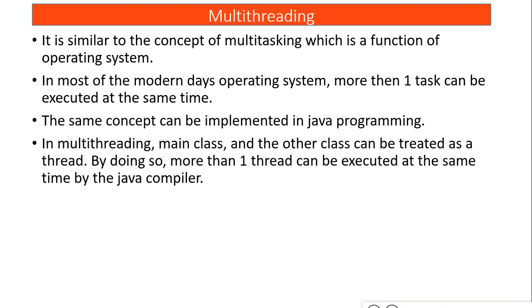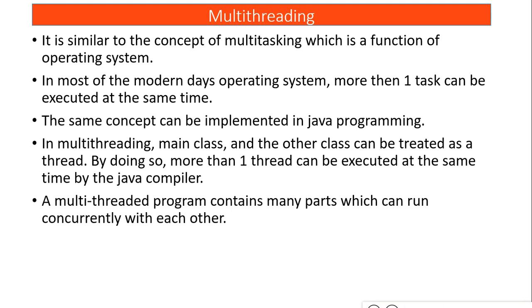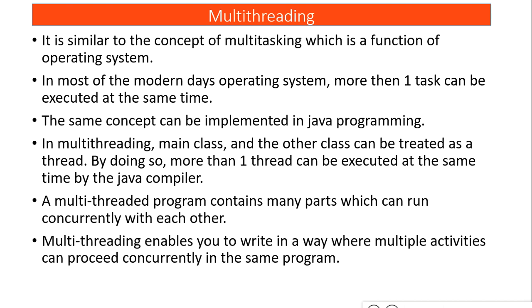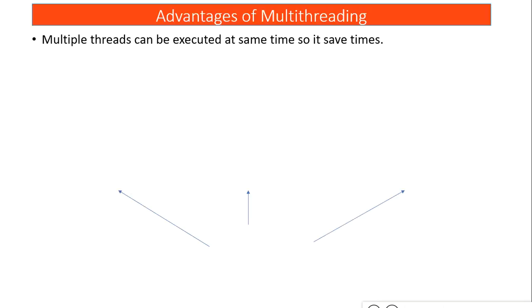In the previous programs we used the main method, and those are called single threaded programs, because only one thread is being executed. If you want to execute more than one thread, you can do it using multi-threading. A multi-threaded program contains many parts which can run concurrently with each other. You can have 2 or 3 threads running simultaneously, so you can execute multiple activities at the same time. Now what is the advantage of multi-threading?